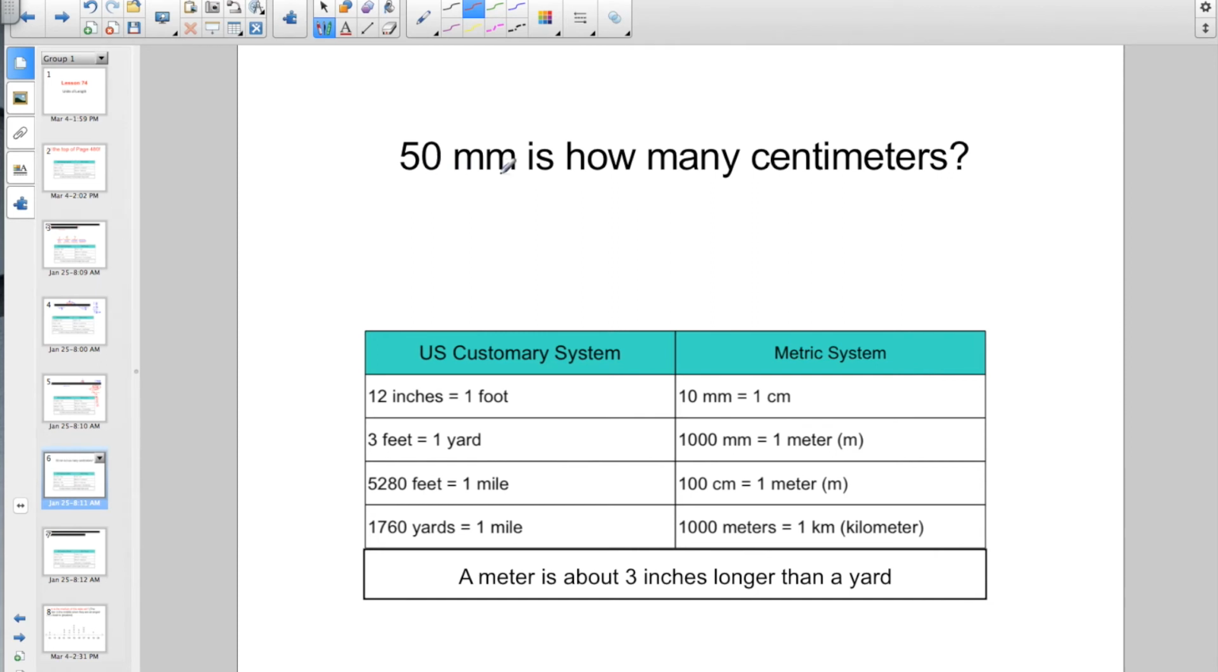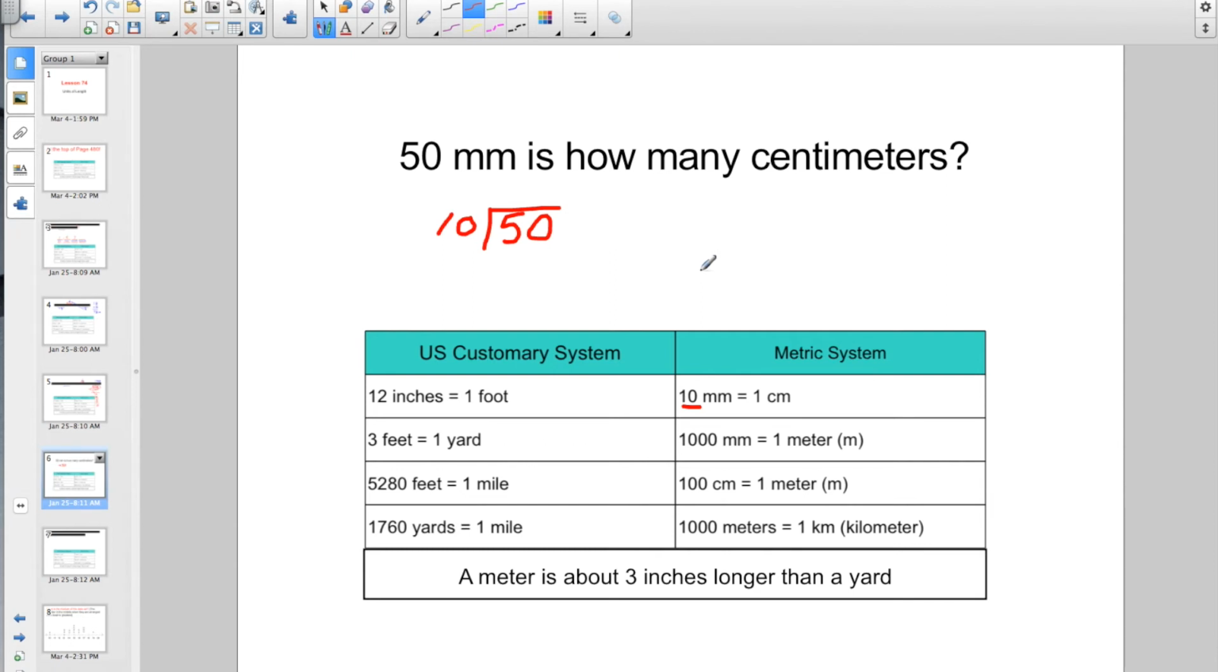Check out this guy. 50 millimeters is how many centimeters? Well, right here it says 10 millimeters equals 1 centimeter. So how many groups of 10 can go in 50? Basically another dividing problem, right? If you're not sure, how many groups of 10 can you put into 50?